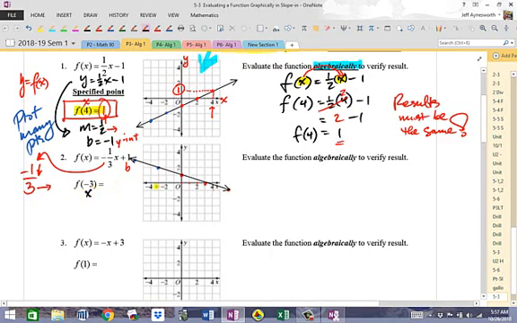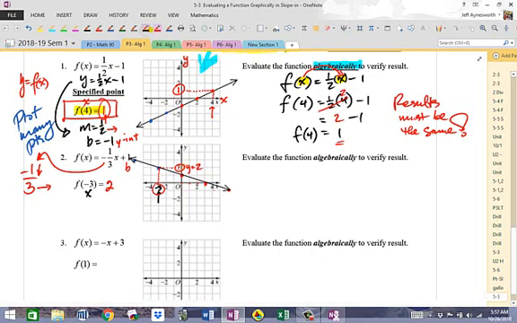So we find negative 3 on the x-axis, which is right here. Okay, in red, check it out. I'm going to go up to the function and then move to the y-axis. Okay, and notice that y equals 2. So I know that the function should be equal to 2 at x equals negative 3. That's how you do it graphically. So just move to the function, starting at the x value, go up to the function, and then go to the y-axis. It's that simple.